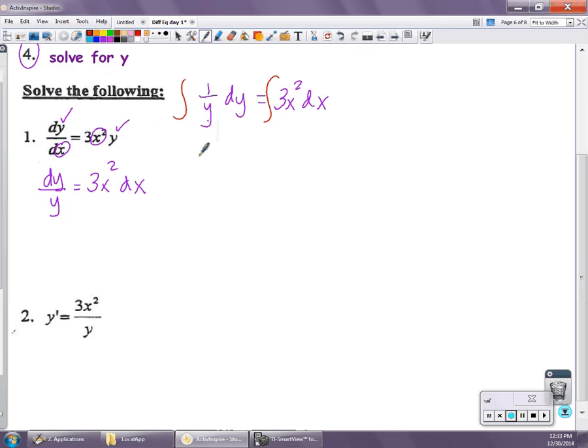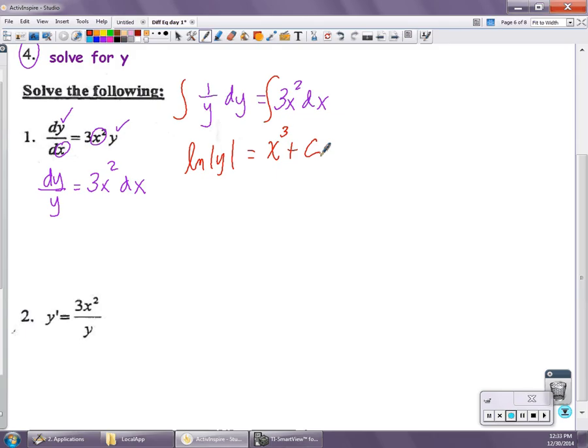So the antiderivative of 1 over y is ln, absolute value of y, equal to 3x cubed over 3 plus c. Now, in solving, there's no solving for c because they didn't give me an initial condition. But in solving for y, it's going to be very algebra intensive.